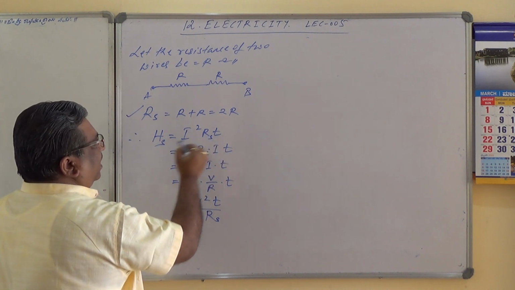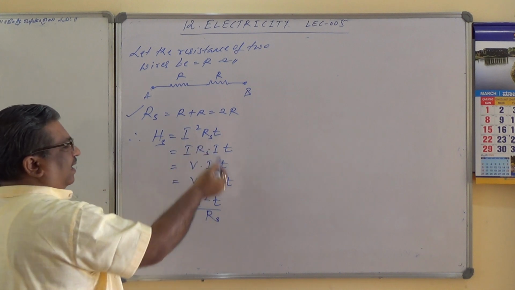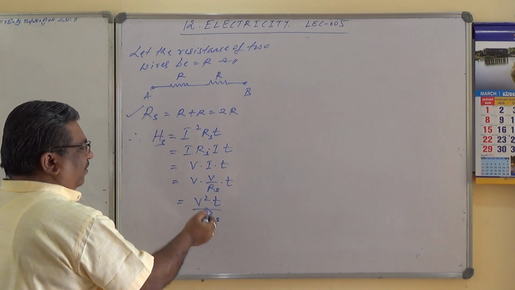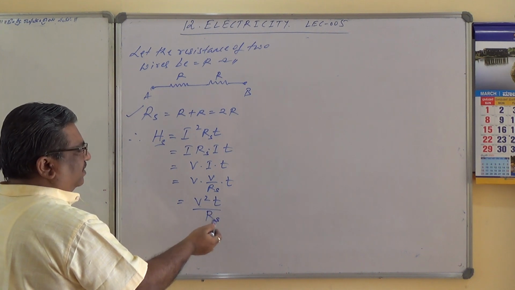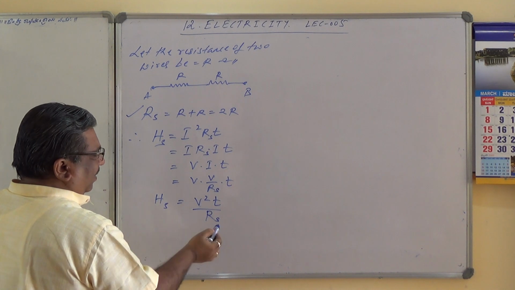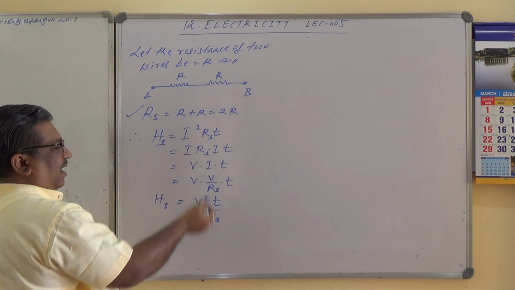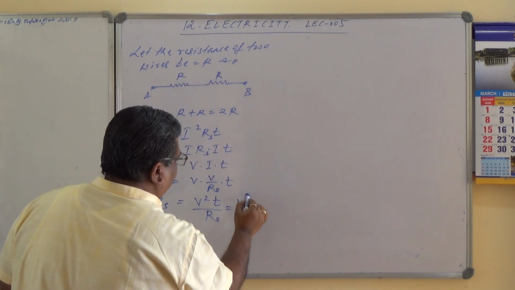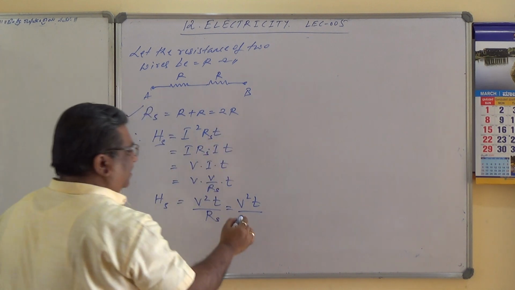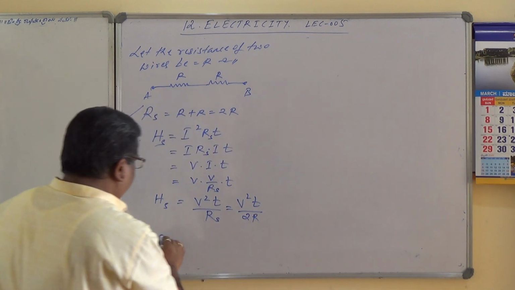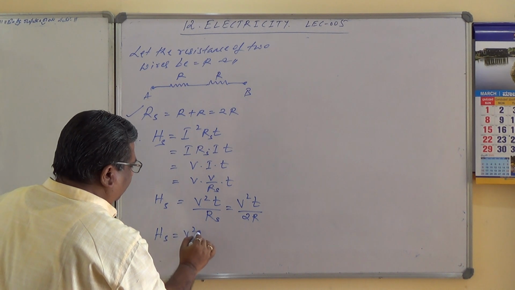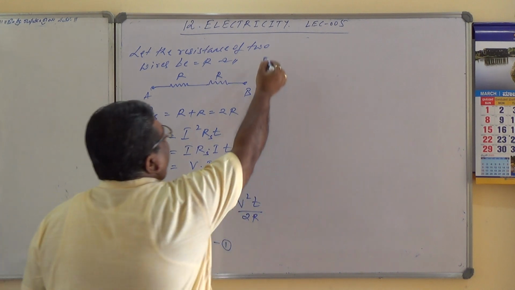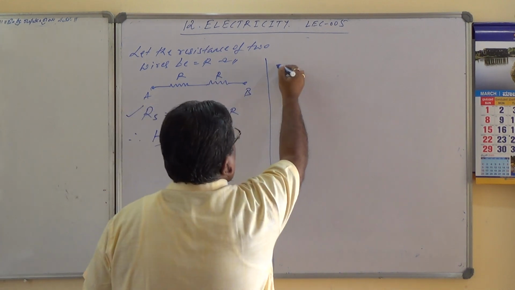I hope you are understanding. What is RS here? HS, the heat produced in series combination, is equal to V square T divided by the effective resistance in series combination. So this is the formula here. Now what is RS here? RS is equal to 2R. Let us substitute. V square T divided by 2R. So therefore I will write HS equals V square T by 2R. Mark this one.